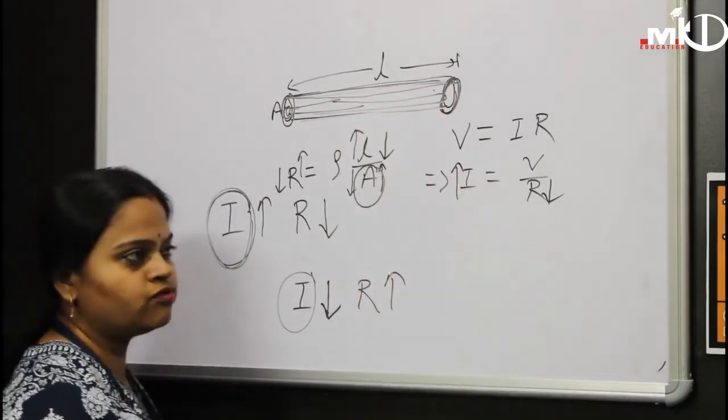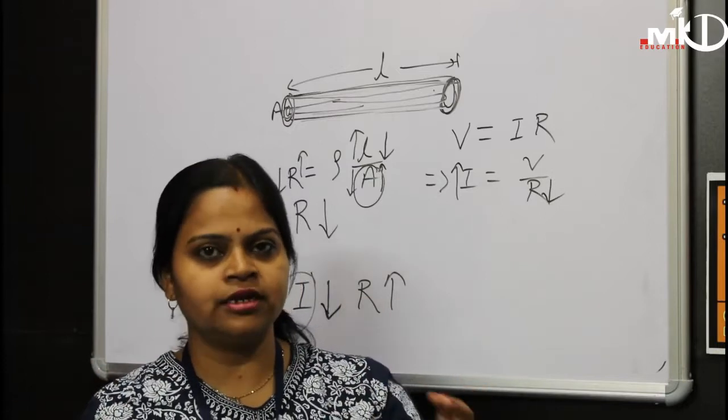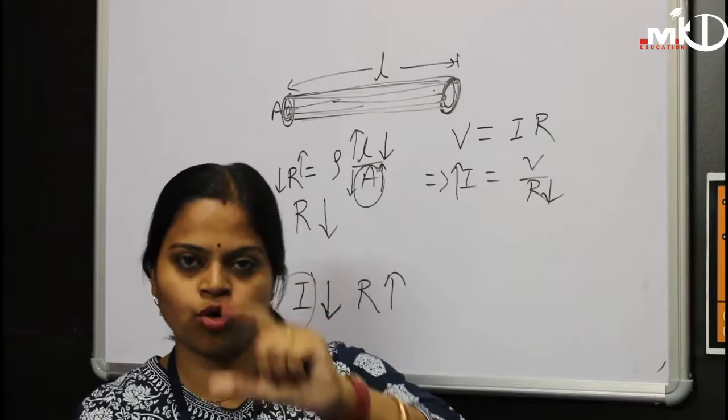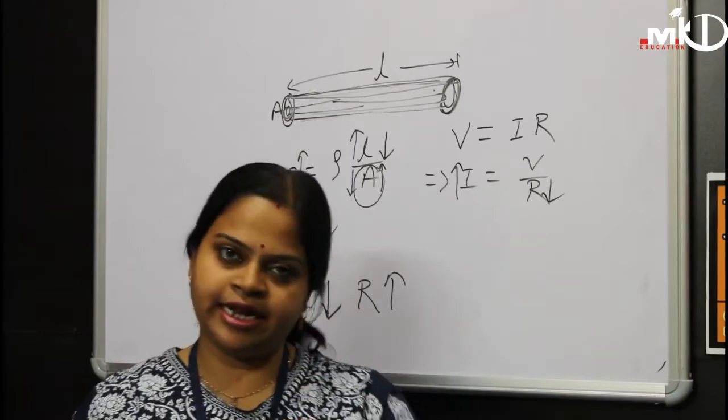This is the concept of resistance with current. We need more current, which means the thickness of the wire is more. We need less current, so the thickness of the wire is less.